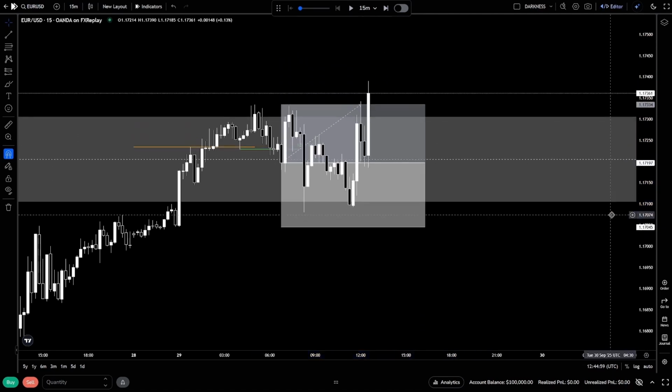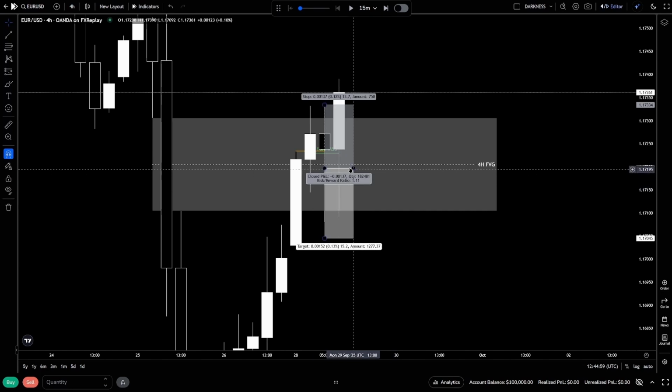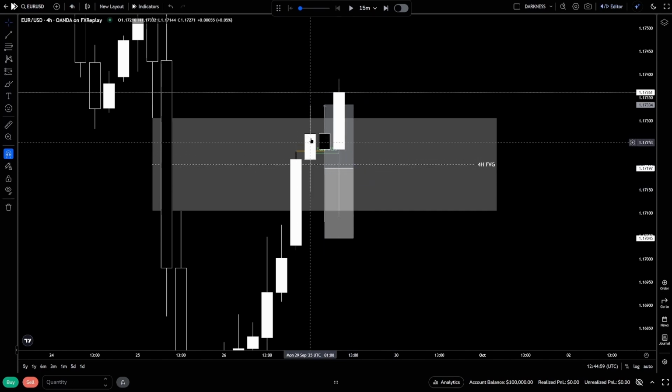But why did it happen? Because we didn't check the second 4-hour candle. As you can see, the entry happened after the second candle closed, right here. And the second candle closed above the previous candle high. So the price shows that it doesn't want to go lower.